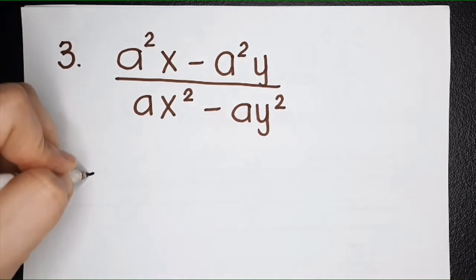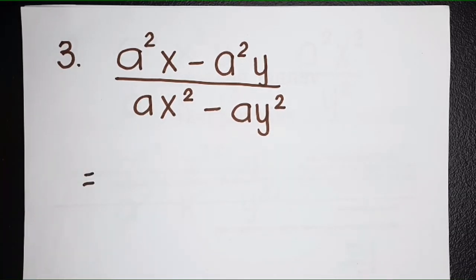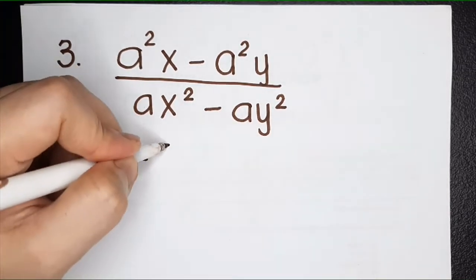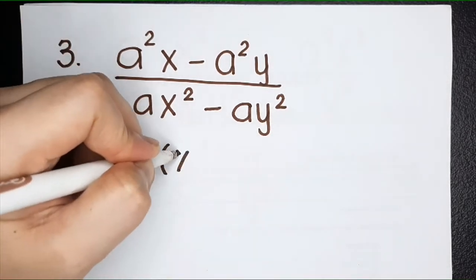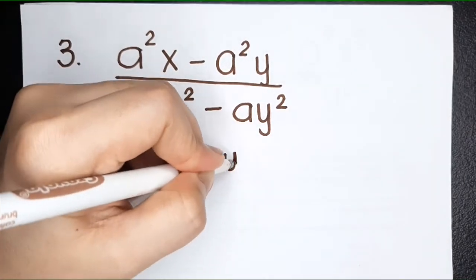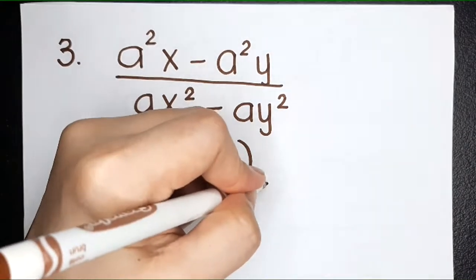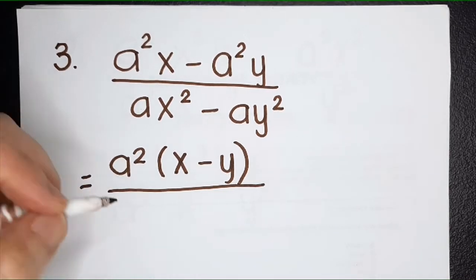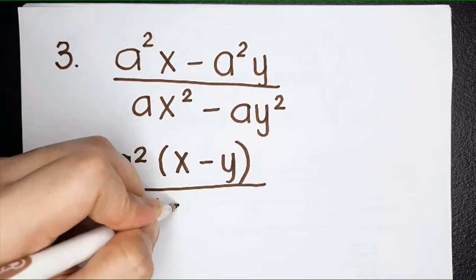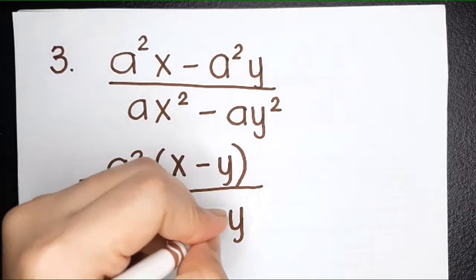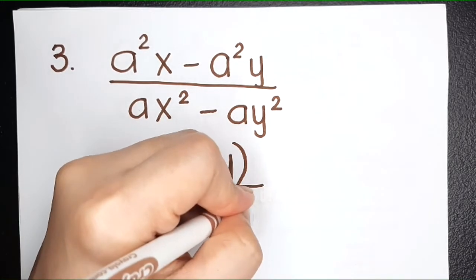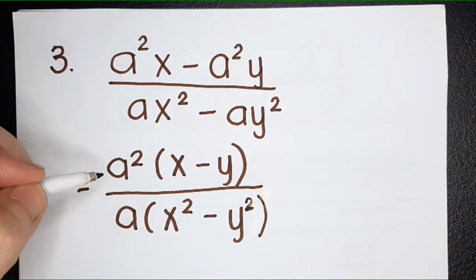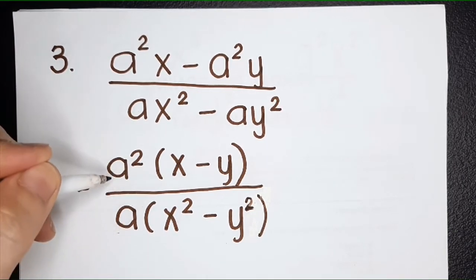Okay, so this one is equal to, for the numerator, the common factor is a squared. And then what's left inside? You're going to have x minus y. Okay, what about the denominator? What is the common factor? Yeah, it's a, and then you'll have x squared minus y squared. Okay? So I know you can immediately cancel a, right?